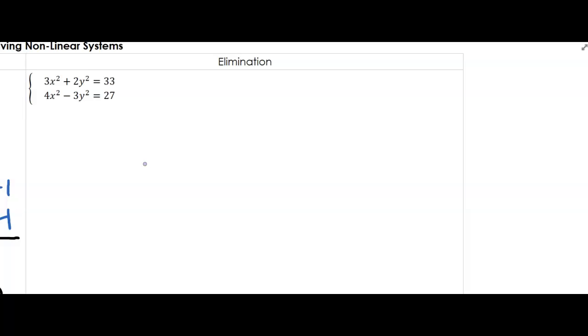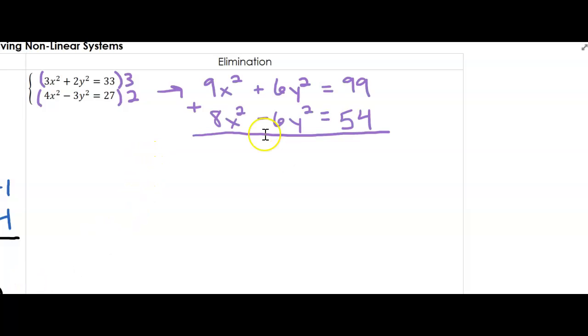The other thing I like about my y squared terms is that compared to my x squared terms, 2 and 3 are smaller numbers than 3 and 4. And so if I were to multiply this top equation by 3 and my second equation by 2, those numbers that I'm multiplying are going to be a little bit smaller, a little bit easier to do. And so I'm going to go ahead and first try and cancel out or eliminate my y squared terms. I do all my multiplying, get my new equation set up here. Let's go ahead and add them together.